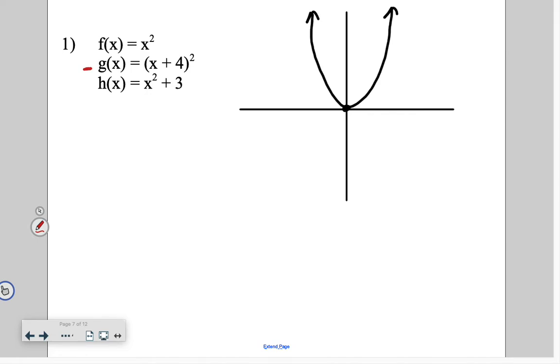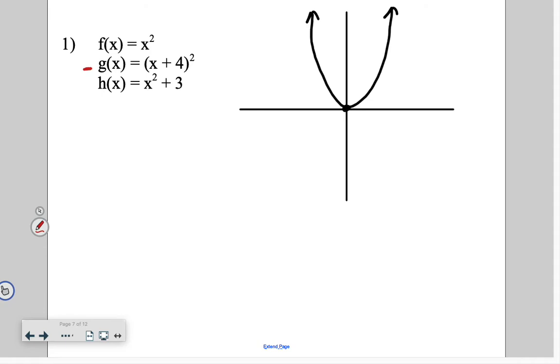Now, for g of x, notice it's the quantity x plus 4 squared. So the question is, what does that plus 4 do to the graph? And that's really the main idea, by the way, of this whole lesson. When you start changing numbers in the equation, what effect does that number actually have on the graph? We're looking for that relationship. And Jack, what were you about to say?